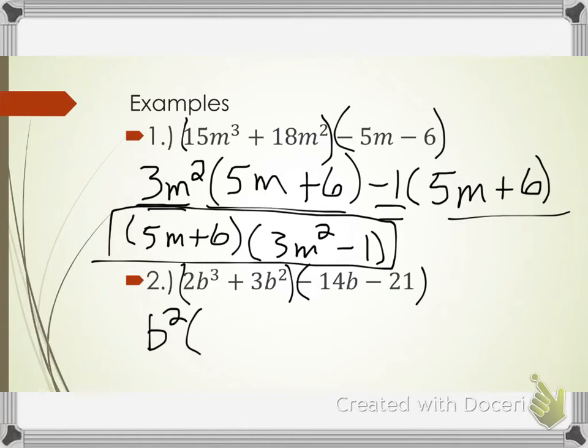Wait, so when they don't have a number, where's the 1? You put nothing. It's technically 1b squared, fine, but we don't have to put the 1 there. Well, we can if we really wanted to. You could put the 1 there if you wanted to. I wouldn't count it wrong.